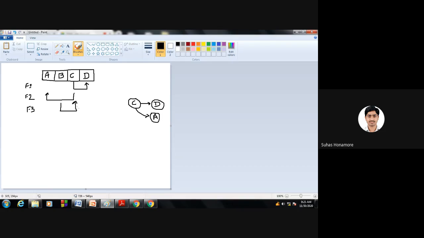Okay, then the third one is from B I can derive C. C is already here, so I'm writing this one here as B. So from B I can derive C. Now in this graph you have to check any node which has incoming degree zero.